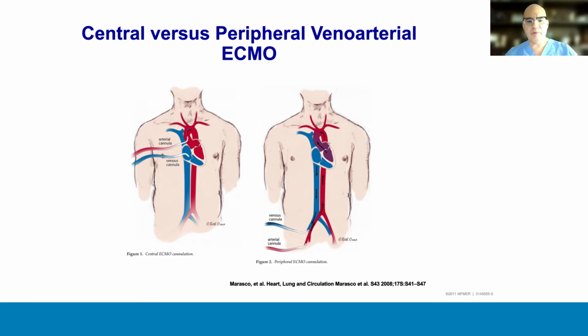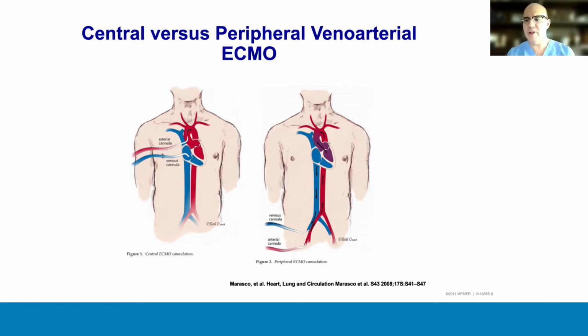Now, peripheral ECMO for cardiac dysfunction coming off of cardiopulmonary bypass, it's my opinion, is bad for two reasons. One is that you do have this mixing of deoxygenated blood in the ascending aorta. And you have retrograde flow. So retrograde flow actually increases afterload against a poorly functioning ventricle.